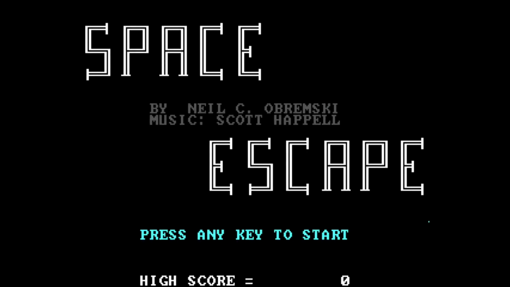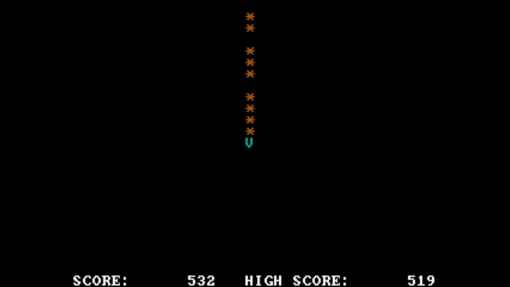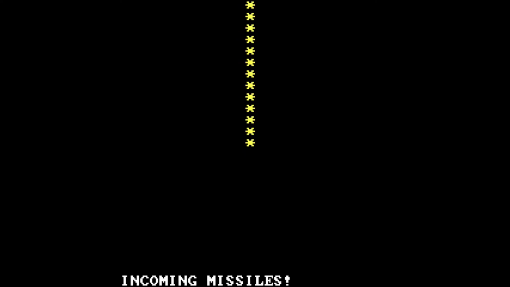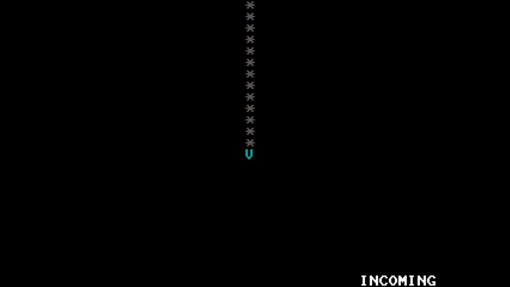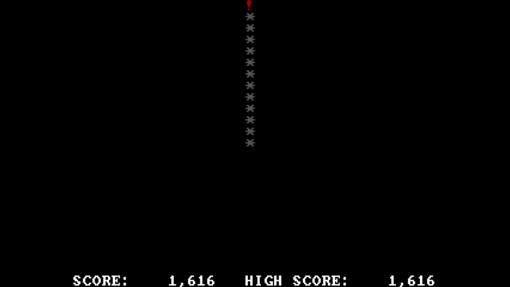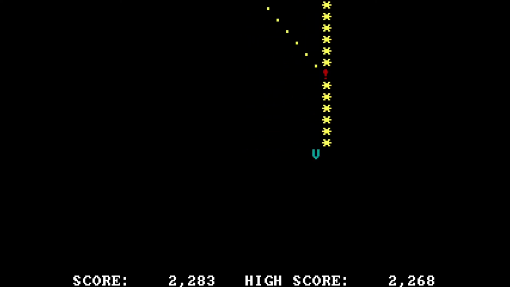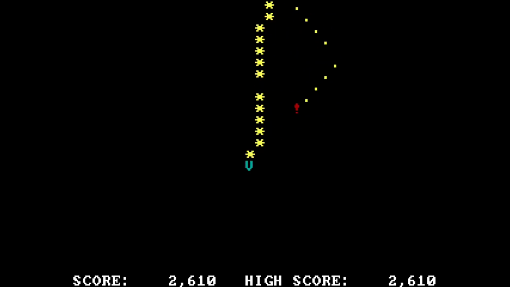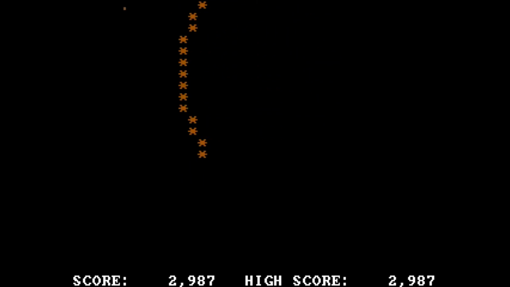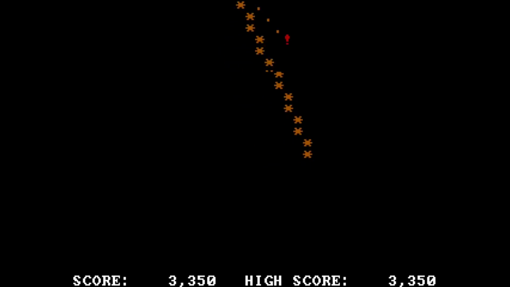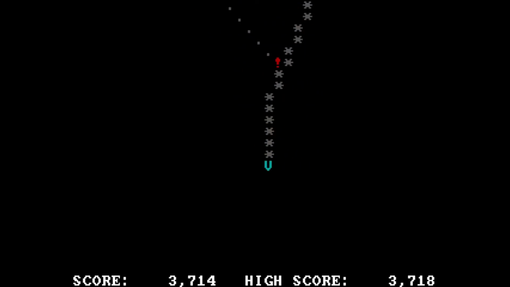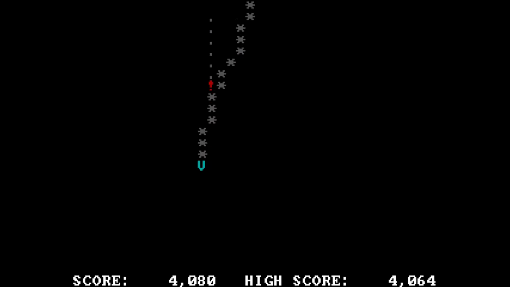G'day! Today I'd like to take a look at this game named Space Escape that was made in 2011 by someone named Neil Obremski. Neil used to own the GWBasic.com website, which was dedicated to everything GWBasic. Unfortunately, Neil gave up hosting that and passed it on to someone else. So it's still available at a different location, but it doesn't quite have all the content that it used to.